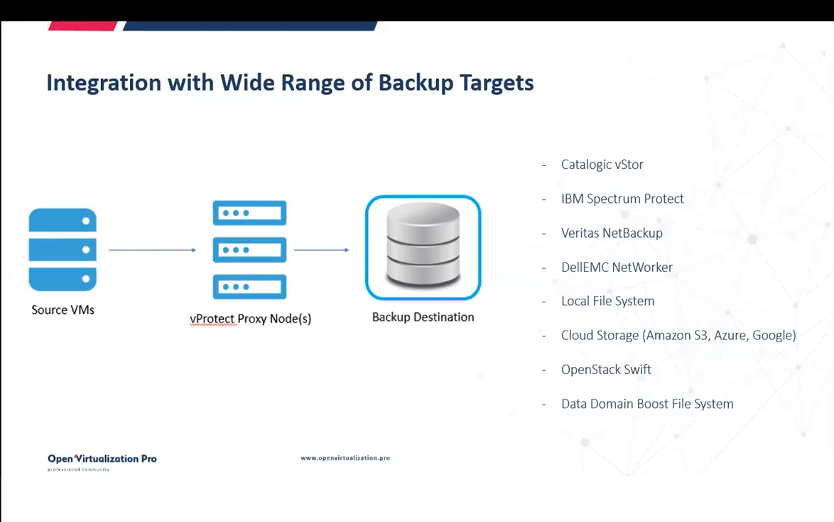What's really cool about vProtect specifically is its ability to integrate directly with your existing enterprise-level backup solution. So this prevents you from having to tear everything down and start fresh. Maybe you have a Spectrum Protect environment or Veritas NetBackup, Dell EMC NetWorker, or even Catalogic's vStor from our DPX product. If you have any of these backup solutions, you can leverage vProtect to push backups from your open VM environment or maybe your containers environment to those same backup destinations.